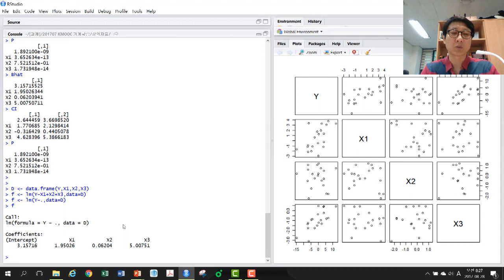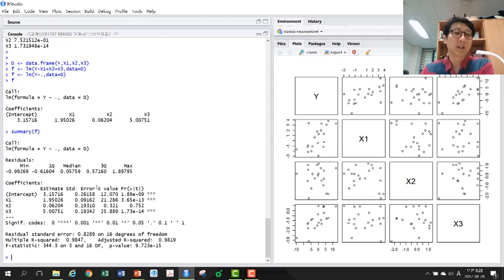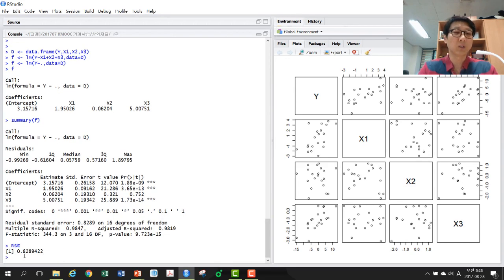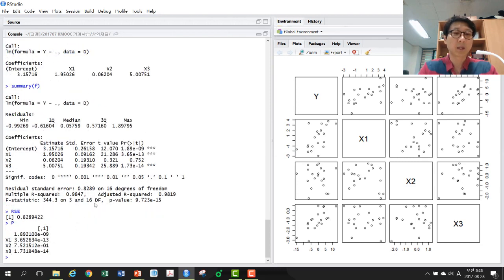Then how can we look at the statistical test results? Here we can use summary. If we do summary of f, here it is. So it actually shows everything. It returns the residual standard error, which we calculated as RSE, which is the same value. And for each of the t-tests, for each of the coefficients, it returns the p-values like this. If we compare with our p-values, they are the same, because we did the same calculation. As you see here, the p-values of the intercept, x1, and x3 are very significant. However, the coefficient of x2 has a high p-value, which means it's not significant.